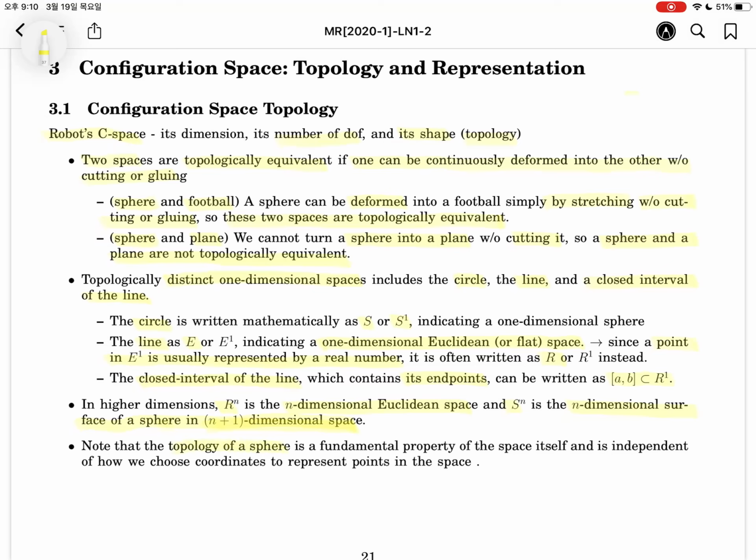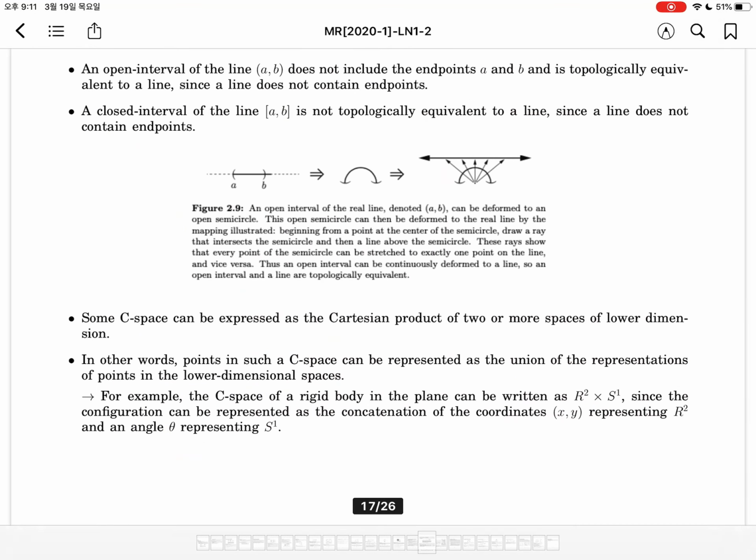Note that the topology of the sphere is a fundamental property of the space itself. So it is independent of how we choose coordinates to represent points in the space. The topology does not take any real number actually. So topology is a much bigger concept, without adopting a number system or coordinate system.